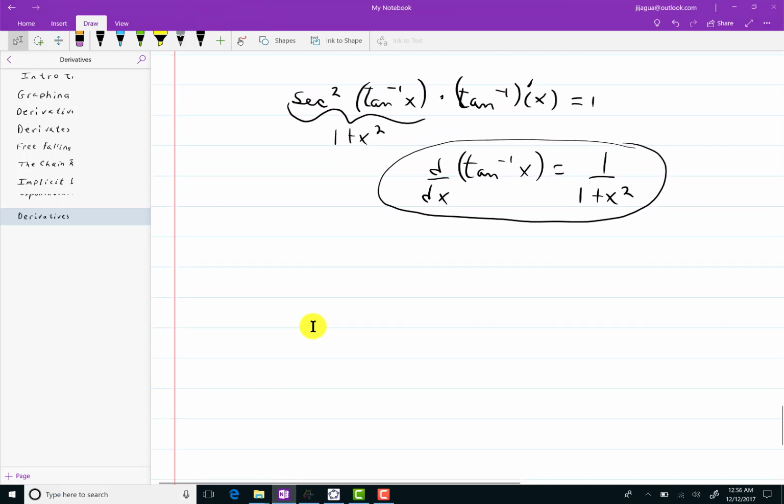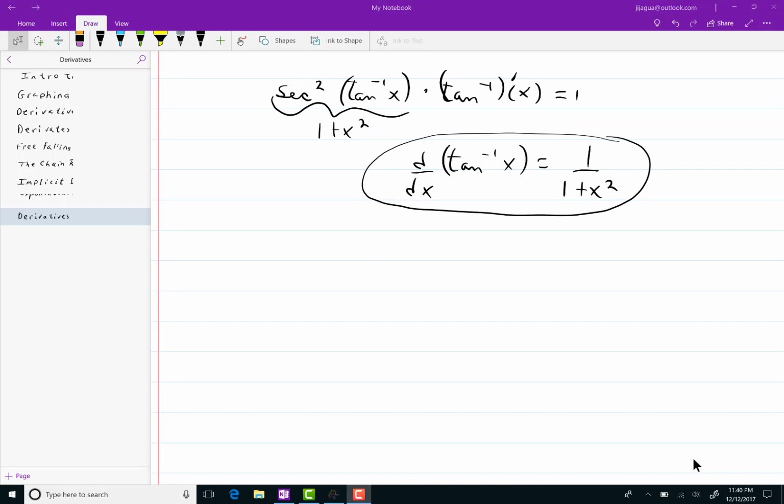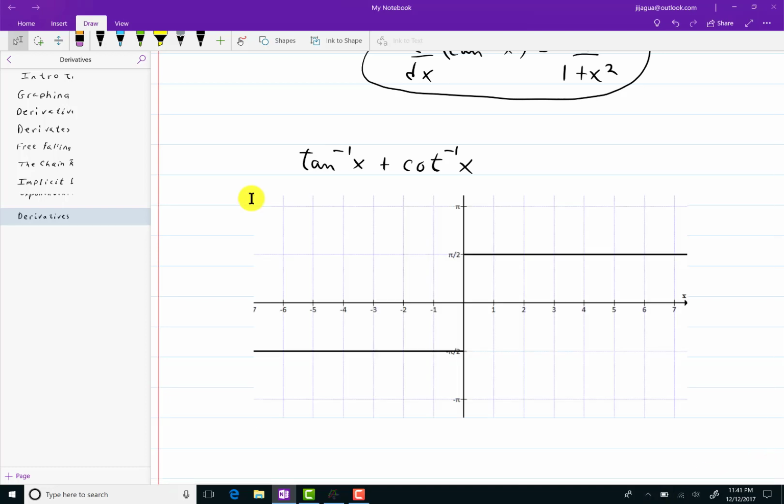Now, I thought you might find this interesting. All right, I've taken the liberty to graph tan inverse of x plus cotan inverse of x. Let me show you the graph of it. I've got it hanging over here. It is pi over 2 like it's supposed to be when x is greater than 0, and negative pi over 2 when x is less than 0. This is going to equal pi over 2 when x is greater than 0, negative pi over 2 when x is less than 0. What is it actually at 0?